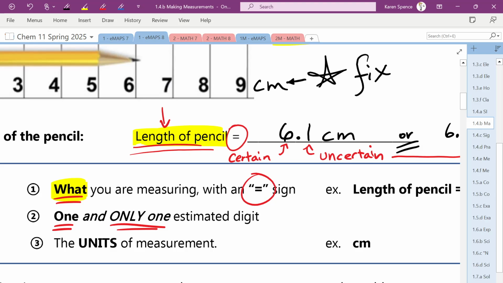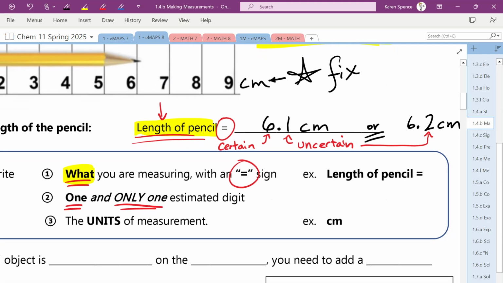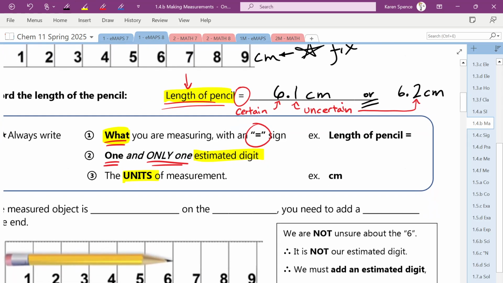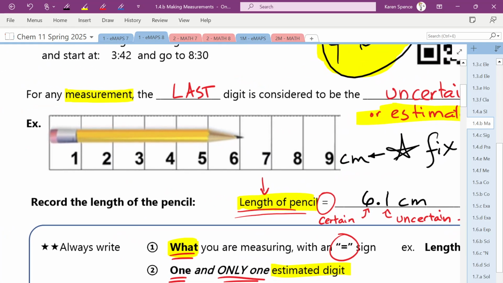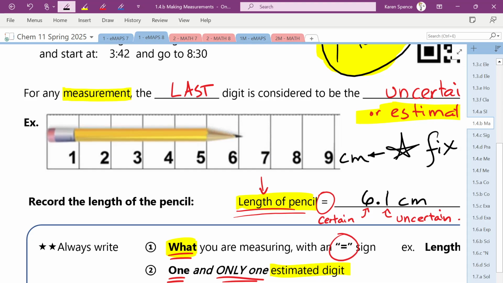What you're measuring, correct measurement, correct number of digits, unit. Okay? So we need our estimated digit and we need the units. Now, let's just take a look at this pencil, or sorry, the ruler. Each line on this ruler is equal to how much?